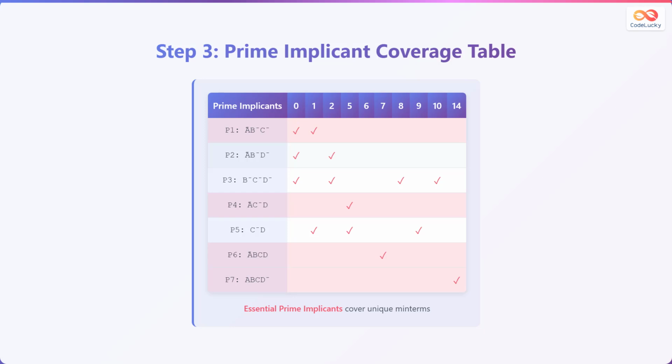For example, P1, which is A bar B bar C bar, covers minterms 0 and 1. P2, which is A bar B bar D bar, covers minterms 0 and 2. P3, which is B bar C bar D bar, covers minterms 0, 2, 8, and 10. P4, which is A bar C bar D, covers minterm 5. P5, which is B bar C bar D, covers minterms 1, 5, and 9. P6, which is A bar B C D, covers minterm 7. P7, which is A B C D bar, covers minterm 14. Essential prime implicants cover unique minterms.